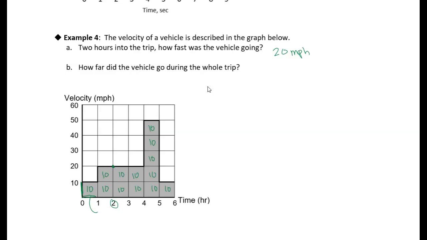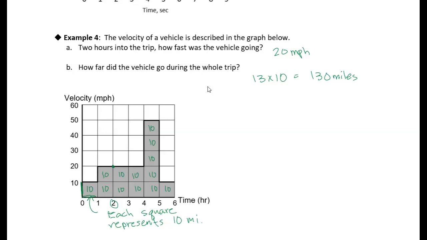All right, so I'm just going to make a note here that each square represents 10 miles. Okay. So if we count up all these, 1, 2, 3, 4, 5, 6, 7, 8, 9, 10, 11, 12, 13. We have 13 squares, and each one represents 10 miles. So 13 times 10 is 130 miles.